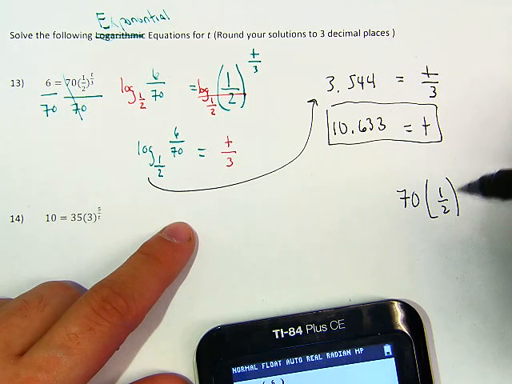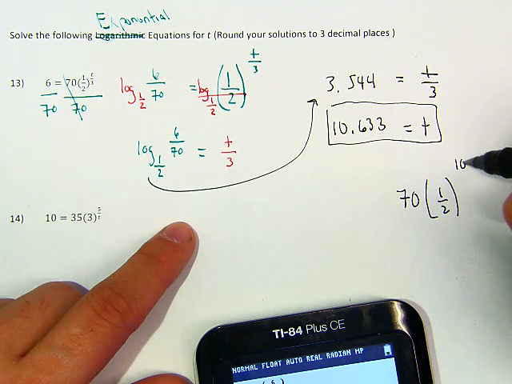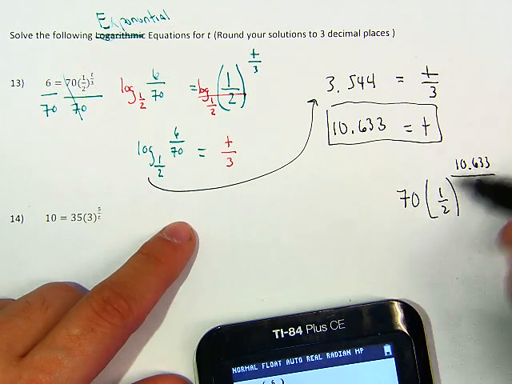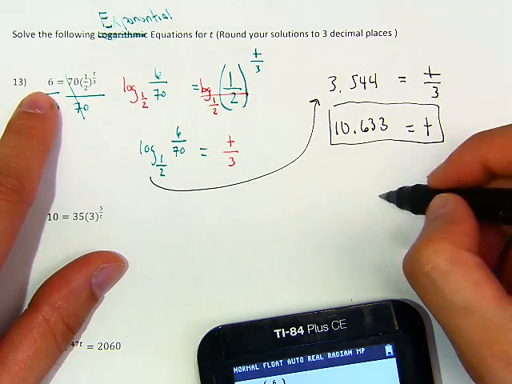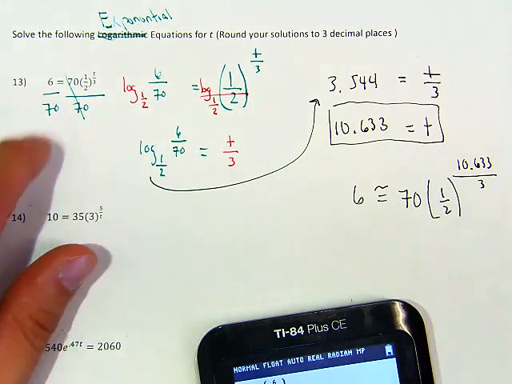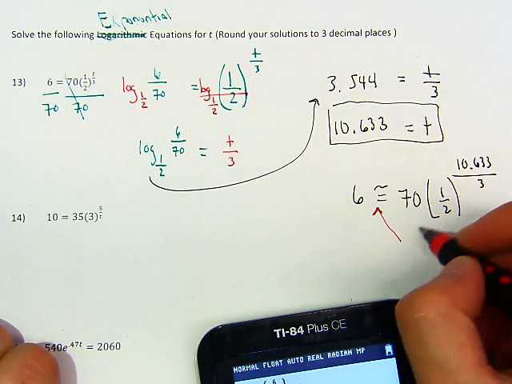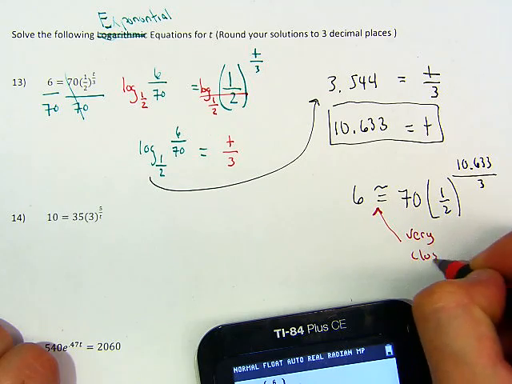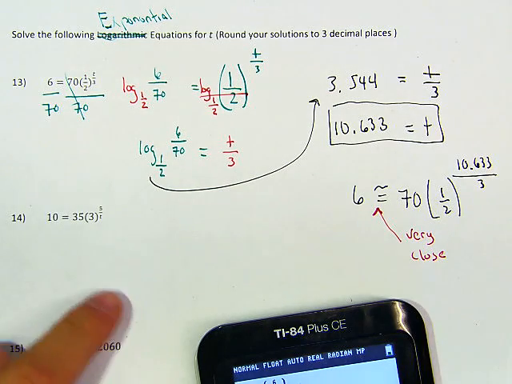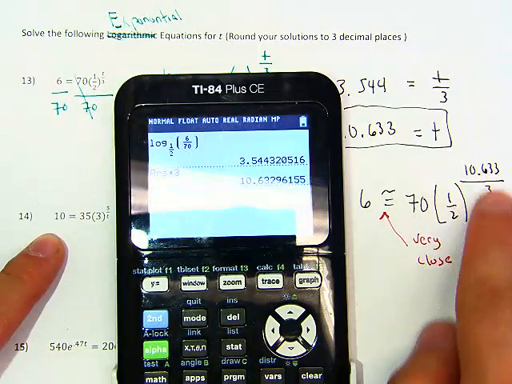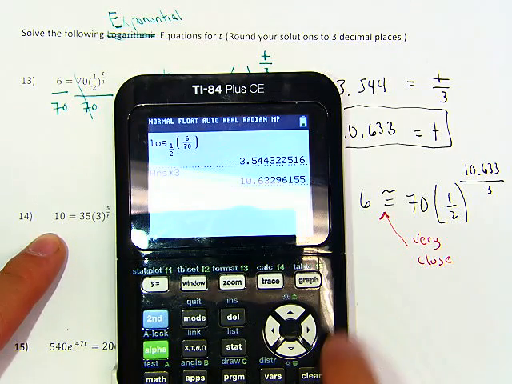Let's do 70 times 1/2 to the 10.633 over 3. And hopefully this will give us something very close to 6. And this notation over here, this equal sign squiggly, means very close, right? Okay, so here, let's do it. How would I put this into the calculator so hopefully it does equal 6?